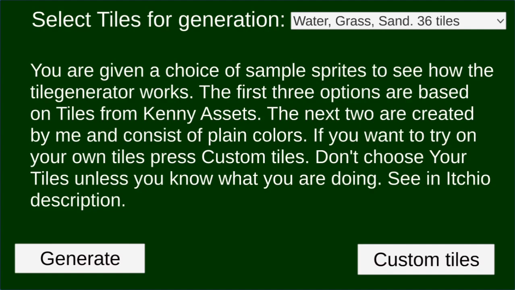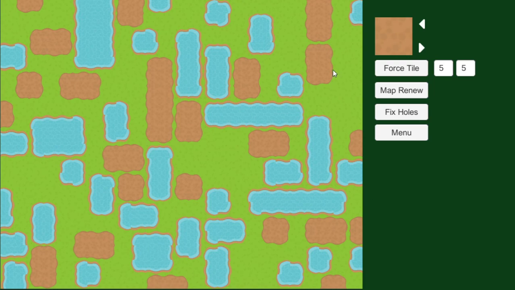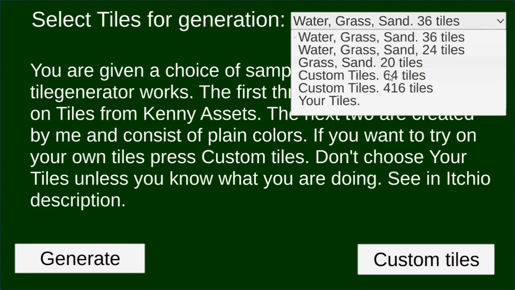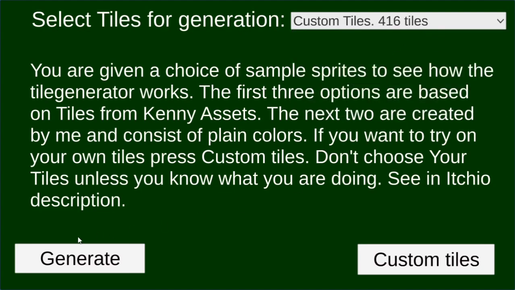So if we press generate, we'll generate one of my tile sets. I currently have about 5 different sets, and I'll explain how they work a little bit later. So let's go with the hardest one. This one has 416 tiles in it. Also, I believe I miscalculated, maybe or maybe not. Okay, whatever. Let's generate.